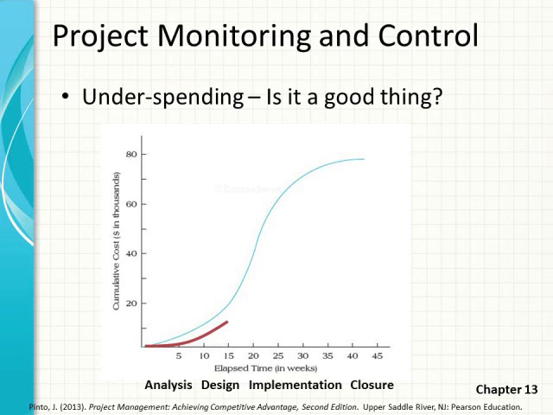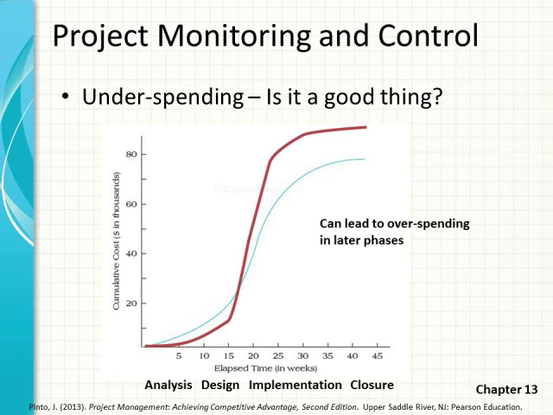Here the planned is the light blue line and the actuals are the red, and we're underspending. I'm asking the question, is that a good thing? It might mean that we actually overestimated our activities, in which case it might be a good thing. Otherwise, it might mean that we're not making the progress or allocating the resources required to complete the tasks.